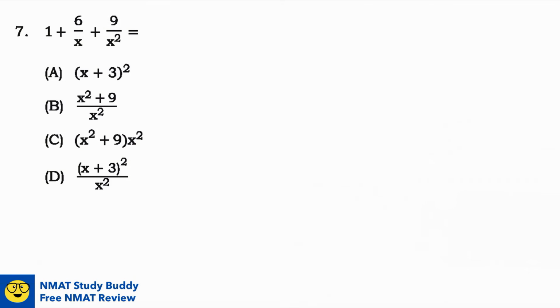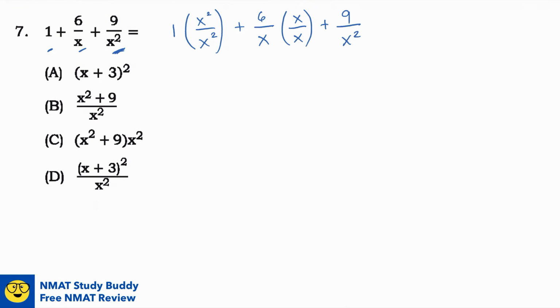For number 7, since mag-a-add tayo ng fractions, kailangan yung denominators nila dapat same. Para mangyari yon, yung 1, imumultiply natin siya sa x squared over x squared. Plus, yung 6 over x naman, imumultiply natin siya sa x para maging x squared. X over x plus 9 over x squared. So, ito, magiging equal yan sa x squared plus 6x plus 9 all over yung denominator nila na x squared.